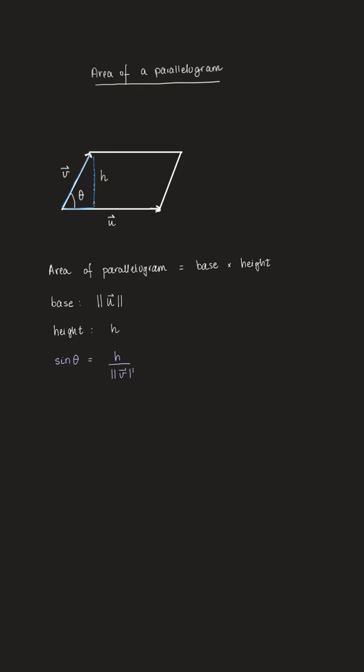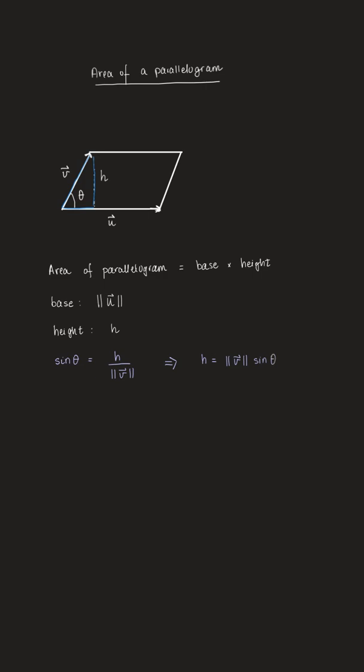So what I really want, I'm looking for the height. So I wanted to relate things that we know already in our diagram with h. So using a trigonometric definition, we have that sine of theta is the opposite side, which is the height, divided by the hypotenuse, which has magnitude, the length of v. And so now this gives us an expression for the height of the parallelogram. Height is going to be, if I cross multiply, the magnitude of v times sine theta.